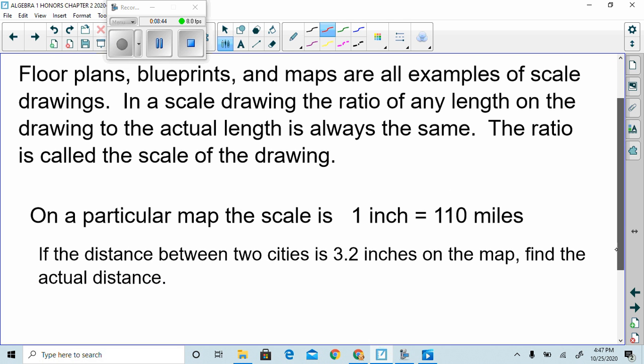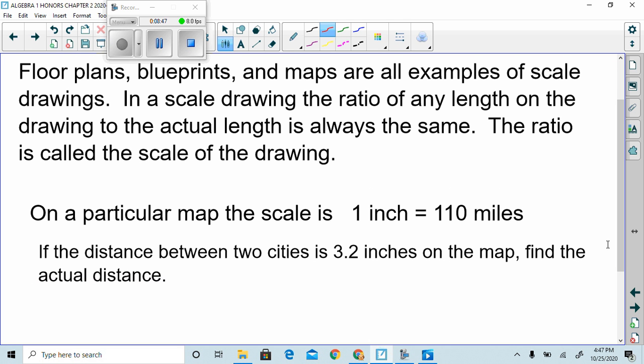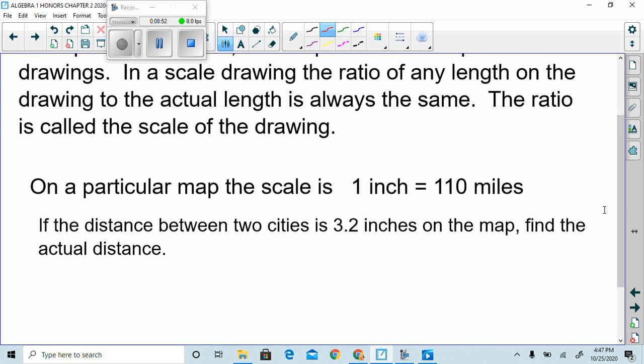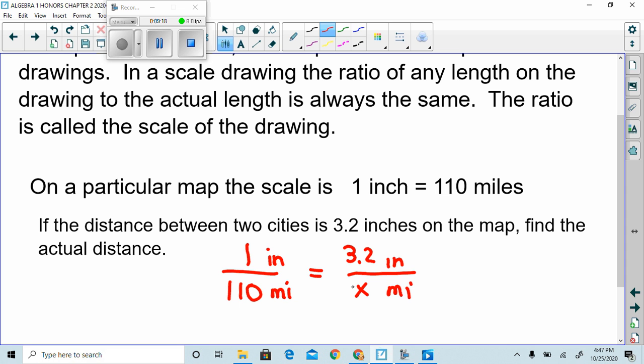So imagine that we're looking at a map, and on this map it tells you that for every inch it's equal to an actual 110 miles. So if the distance between two cities is 3 2/10 inches on the map, what is the actual distance? So we would go and set up that proportion again. 1 inch is to 110, so this is now inches to miles, and we have to be careful with this because we want to go inches to miles once again. So I know the 3 2/10. What I don't know is the miles. So all I need to do is cross multiply to solve. Once again, find your answer.